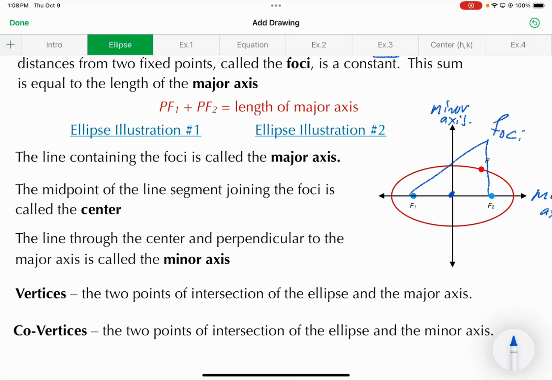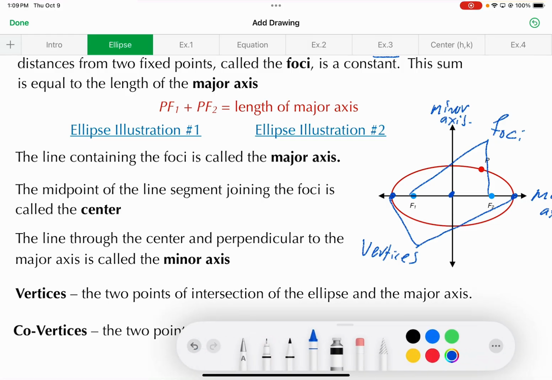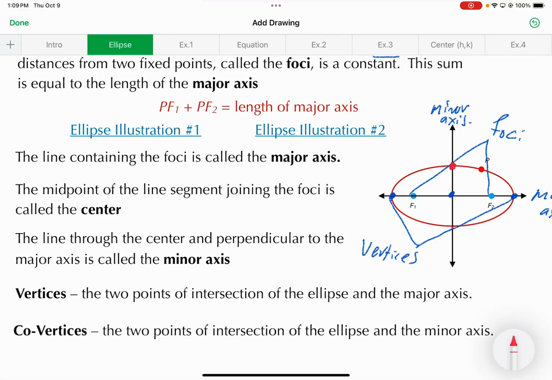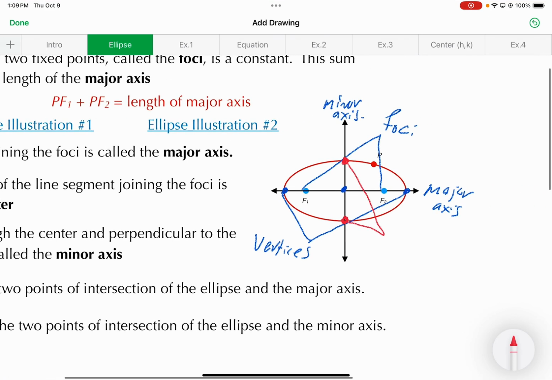All right, so our vertices are the two points of intersection of the ellipse and the major axis. So we would call these our vertices here. Here and here are our vertices. And then similarly, we have what are called covertices. Those are the two points of intersection of the ellipse and the minor axis. In this case, the ones on our y-axis are called our covertices.